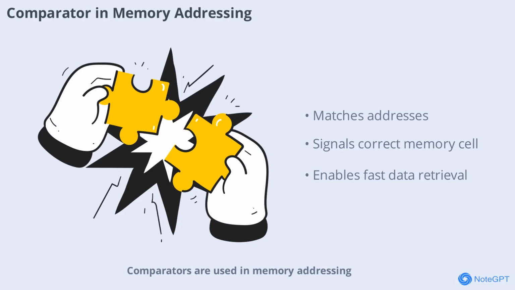Comparators are used in memory addressing to match requested addresses with stored locations. When a match is found, the comparator signals the system to access the correct memory cell. This process is vital for fast and accurate data retrieval in computers and embedded systems.